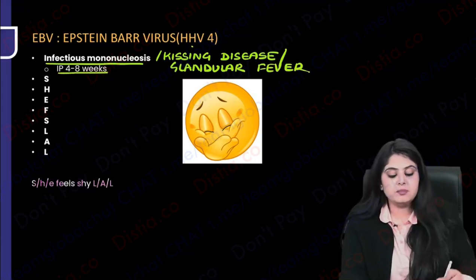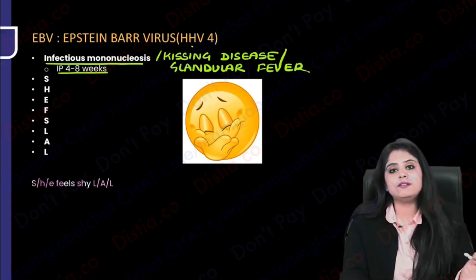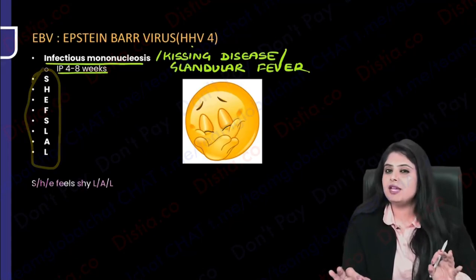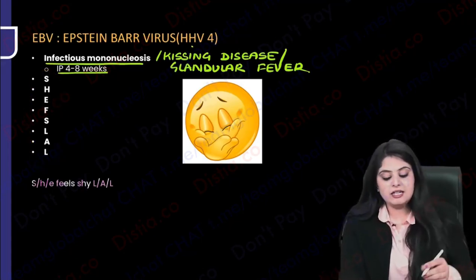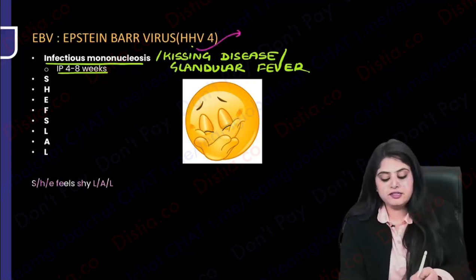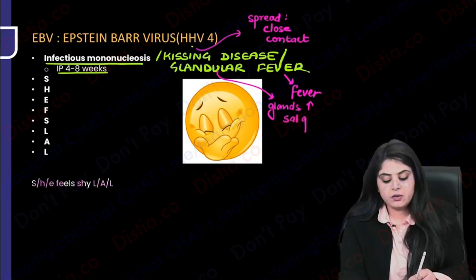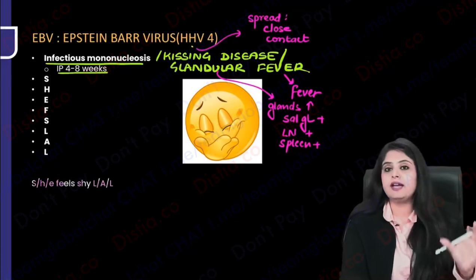The incubation period is roughly 1 to 2 months or 4 to 8 weeks, as you want to learn it. And there are so many symptoms that occur. So let me first tell you the main symptom. Glandular fever and kissing disease. Kissing disease tells me that the spread of this is going to be by close contact, isn't it? And glandular fever is going to tell me that the patient is going to have fever and the patient's glands are going to be enlarged. Which glands? Maybe some salivary glands are going to be enlarged, some lymph nodes, and the spleen is going to be enlarged. So organs will enlarge. That is why it is glandular fever.